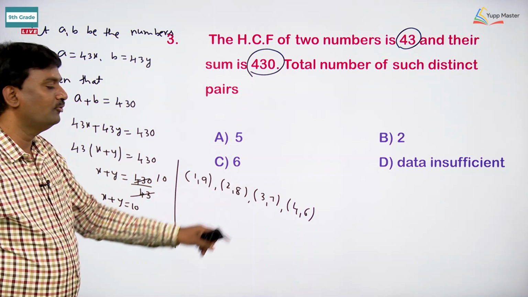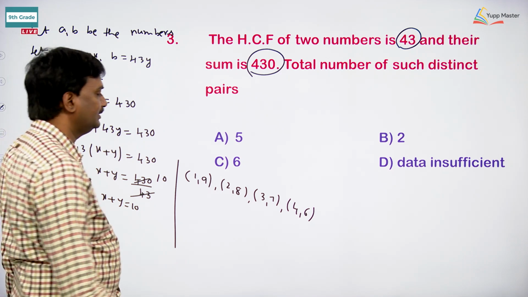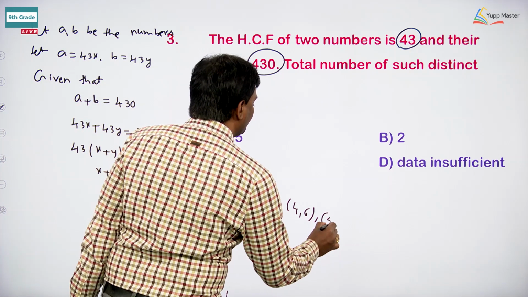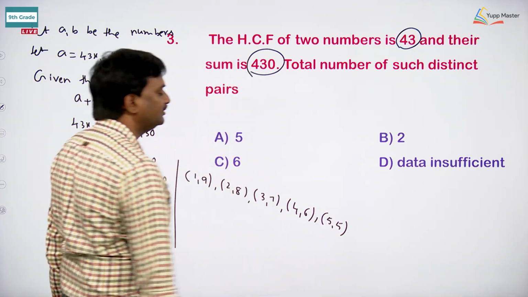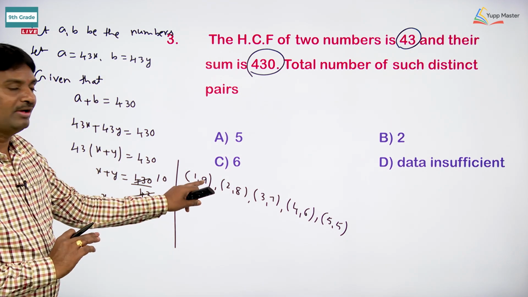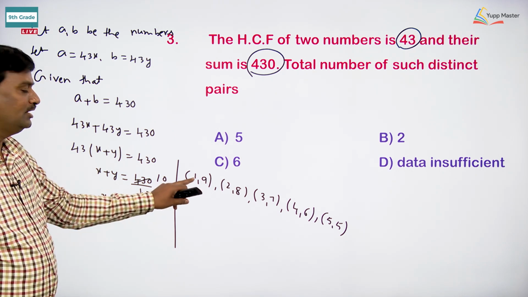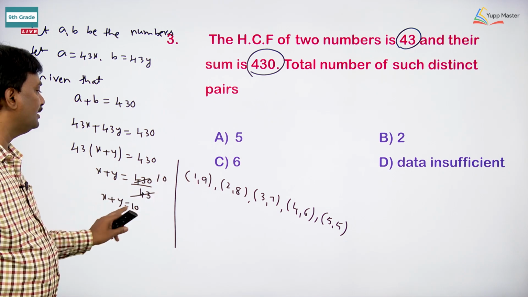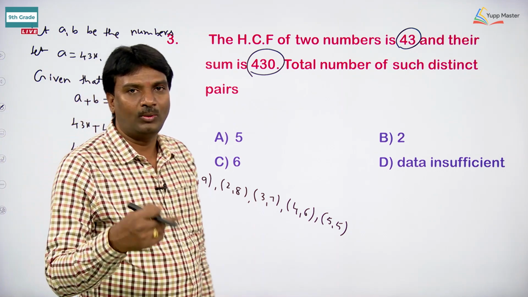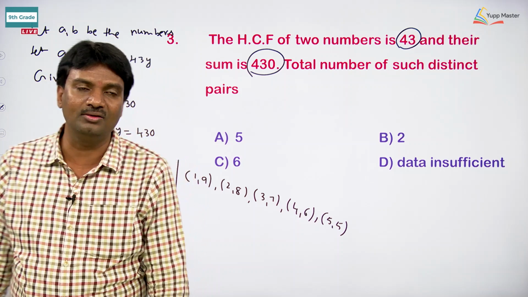So 1, 2, 3, 4. Next you can take both x and y the same: x equal to 5, y equal to 5. So 5, 5 is also 1 pair. By interchanging 1, 9, you will get 9, 1, that is also 10. So x equal to 1, y equal to 9, or x equal to 9, y equal to 1, both are the same. 1 plus 9 equal to 10, 9 plus 1 is also 10. So that's why we consider only one time.